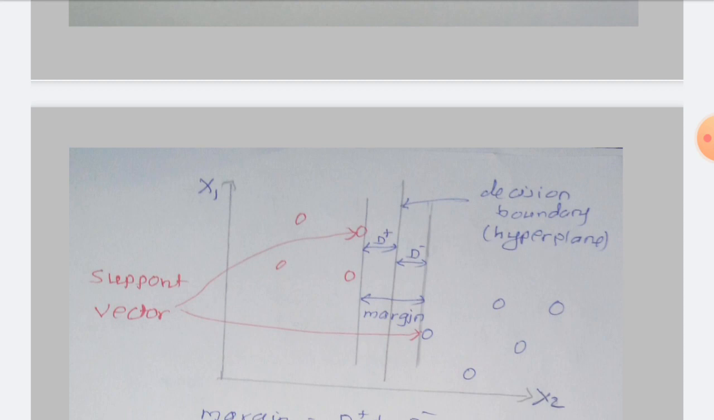But where to draw these two parallel lines? Now to decide the position of the parallel lines, find the data point from class 1. Let us consider these red points are from class 1. Now four data points are given here. From among these four data points, which data point is nearest to class 2? That point is called a support vector. It is defined in the diagram.